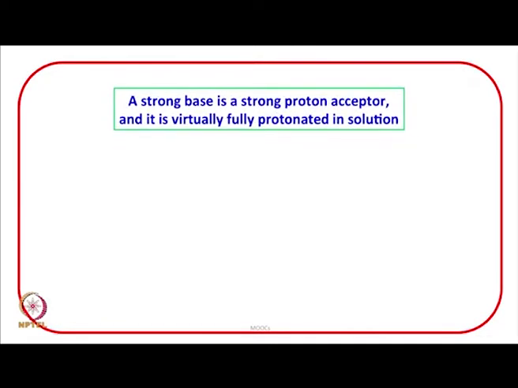Now, what about a strong base? A strong base is a strong proton acceptor and it is virtually fully protonated in solution. When we discussed strong acids, we said there is virtually complete ionization of the acid in solution. And now a strong base is one which is a strong proton acceptor and it is virtually fully protonated in solution.